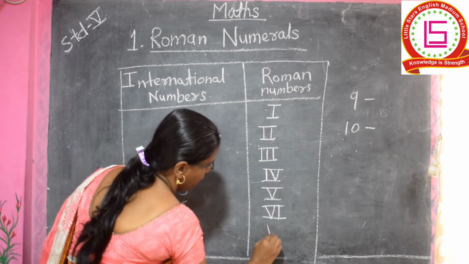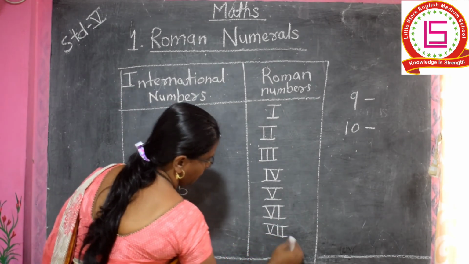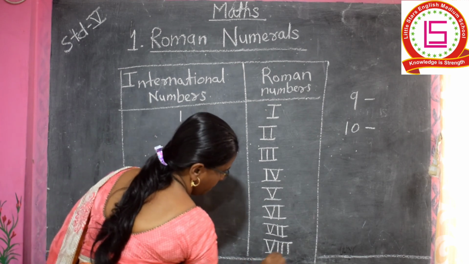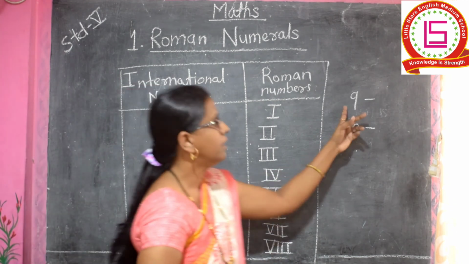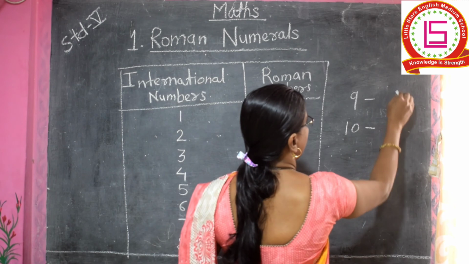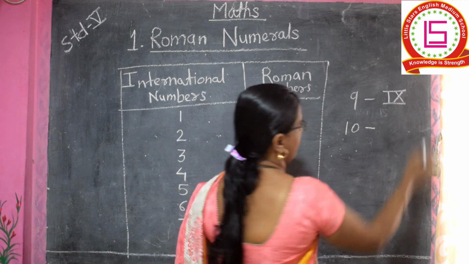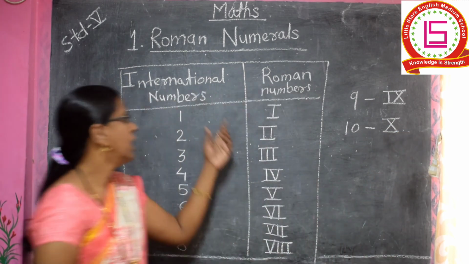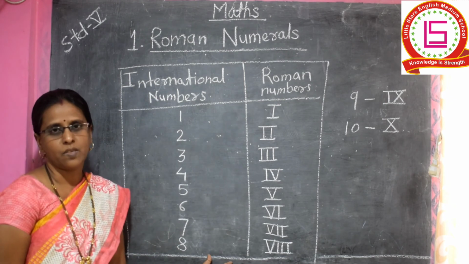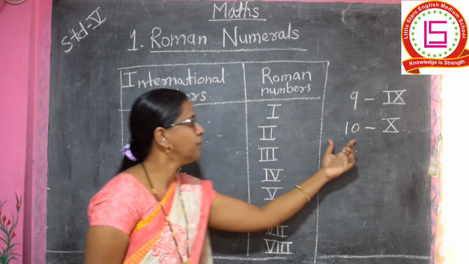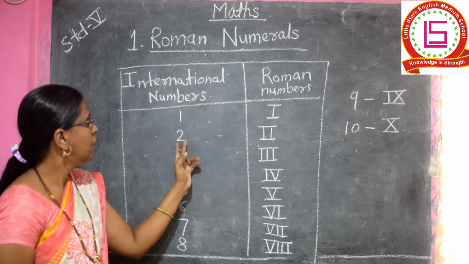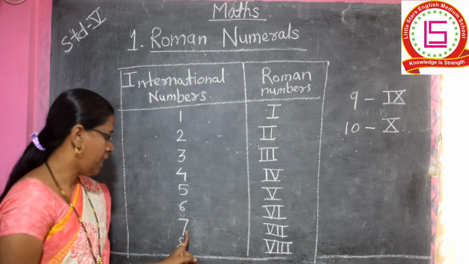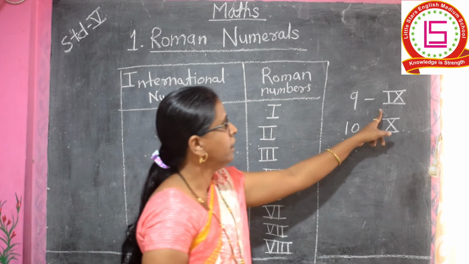6, 7, 8. 5, 6, 7, 8. And see here 9. 10 minus 1. That's 9. Okay. And then last 10. You make a table and write like this. Okay. 1 to 10. See here 1, 2, 3, 4, 5, 6, 7, 8, 9 and 10. Okay.